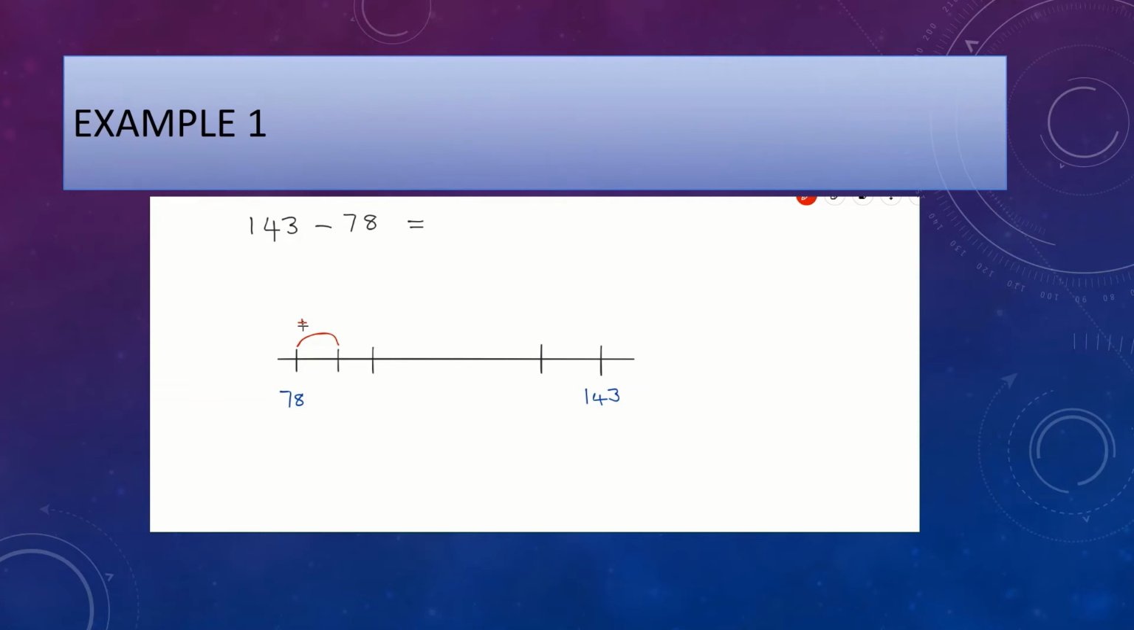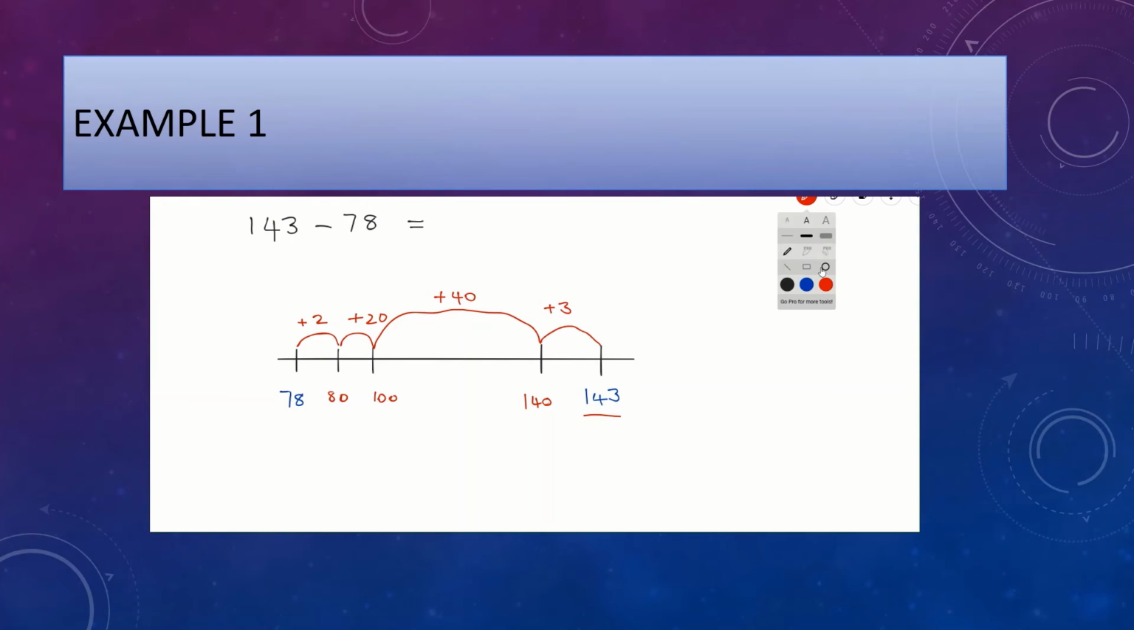First, I'm going to add a 2, make it 80, and then I'm going to add a 20, make it 100, and then I'm going to add a 40, make it 140, and then add a 3, make it 143. So now we added whole numbers to 78 in order to reach 143.